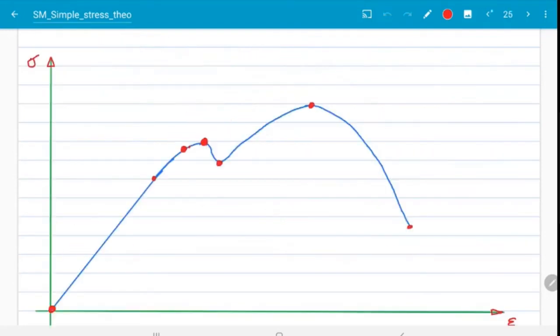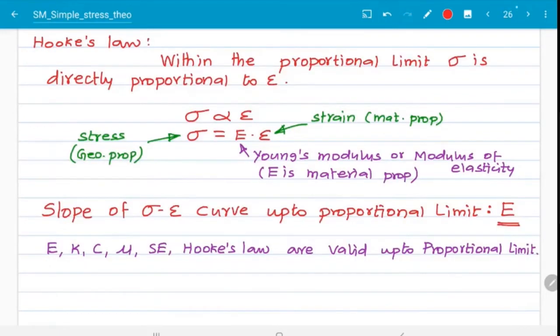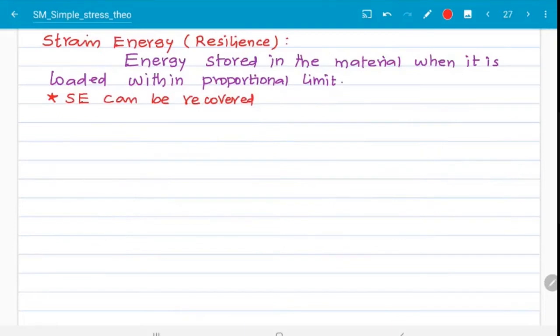Suppose, see, you are loading up to here. The energy stored is strain energy. You are loading up to here. Energy stored is strain energy. Right. Sir, if I load up to proportional limit, that will be the maximum possible strain energy. That's all. That will be the maximum possible strain energy when you are loading up to proportional limit.